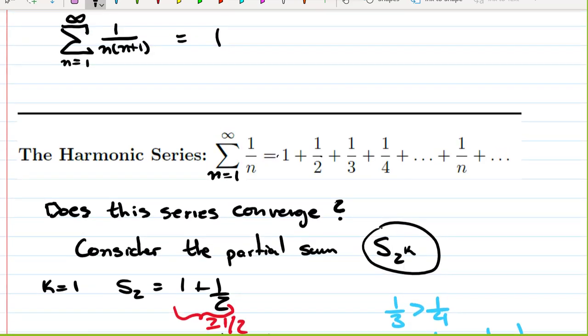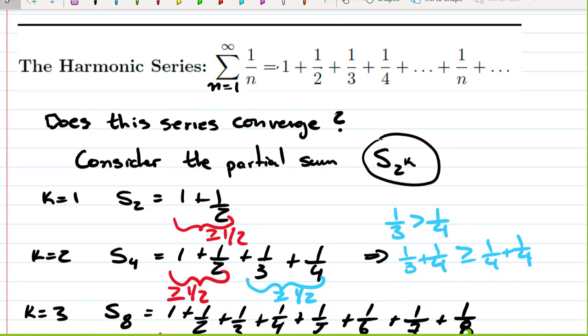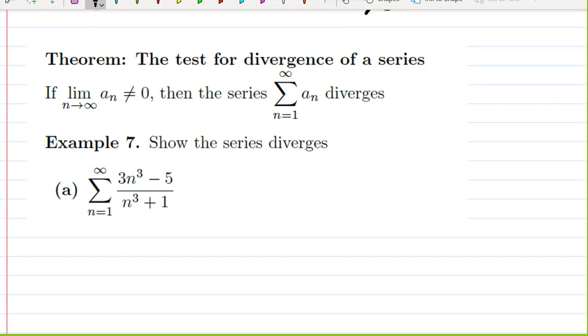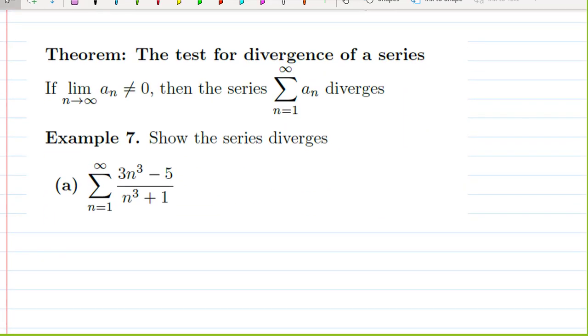The harmonic series also shows us that the converse of that is not true. Because what's the limit as n goes to infinity of 1 over n? 0. And just because the limit as n goes to infinity of 1 over n equals 0, it doesn't mean a series converges. So we have to be a little careful with that for our test for divergence.